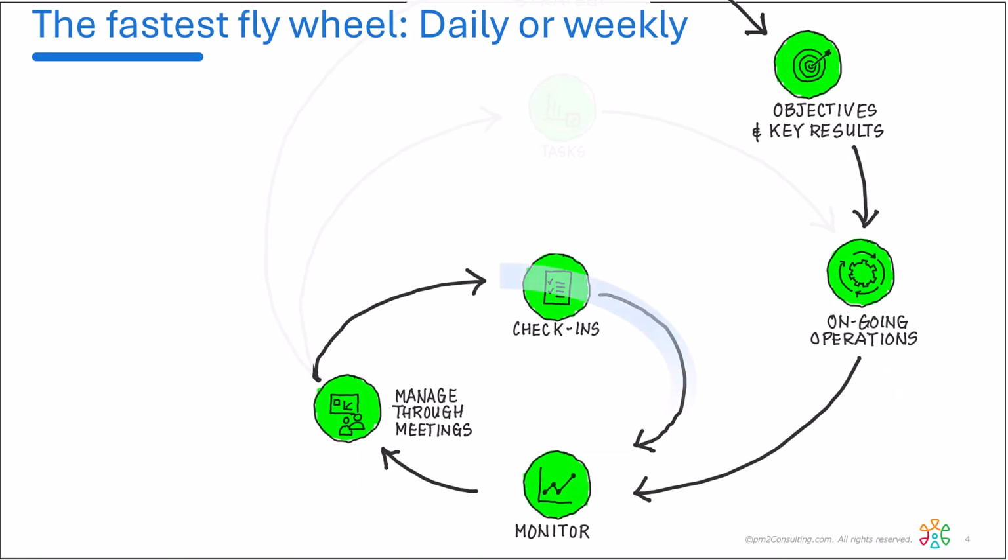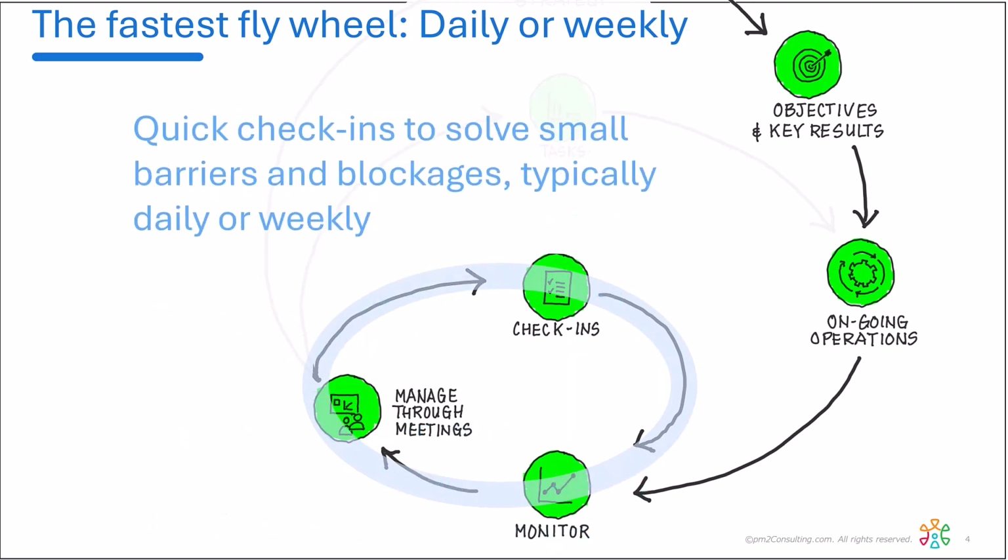Then we get into the first flywheel. The first flywheel is all about those daily check-ins. So the objectives and key results inform what we do in our day-to-day ongoing operations. And that falls into the mechanism of monitoring and managing through meetings, which are those daily check-ins, which update the activities. And the idea is we deal with small barriers and blockages. Typically, the cadence of this flywheel is daily or weekly.